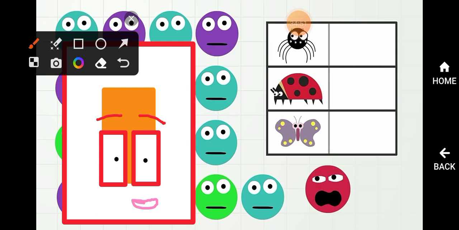Okay, please raise your hand if you like spiders the best. Let's count. One, two, 3. So, 3 brothers and sisters like spiders the best.